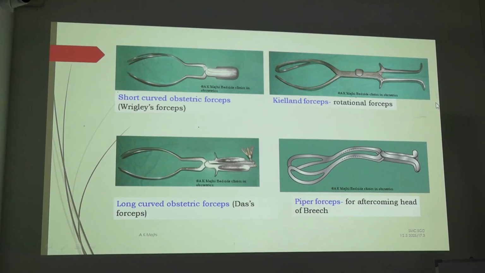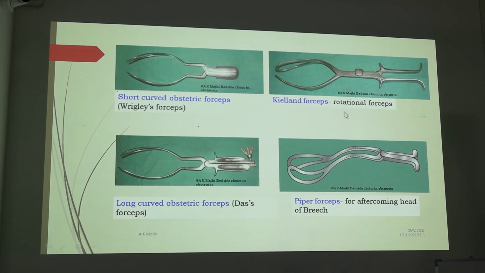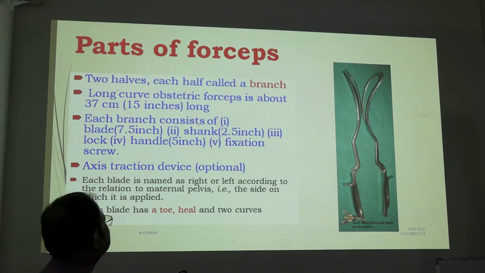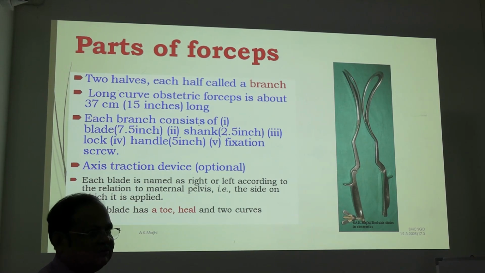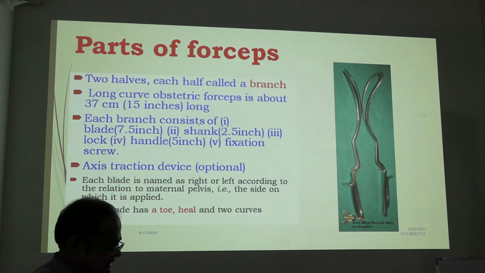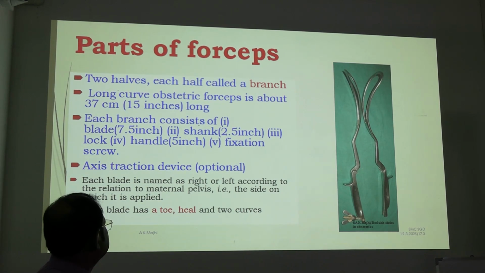The Piper forceps, a special variety of forceps, and this is the rotational forceps, the Kielland forceps, almost straight forceps. The fixation screw is not present everywhere; low forceps have it, outward forceps will not, English forceps will not. Then the extraction device is optional; I will show the picture.